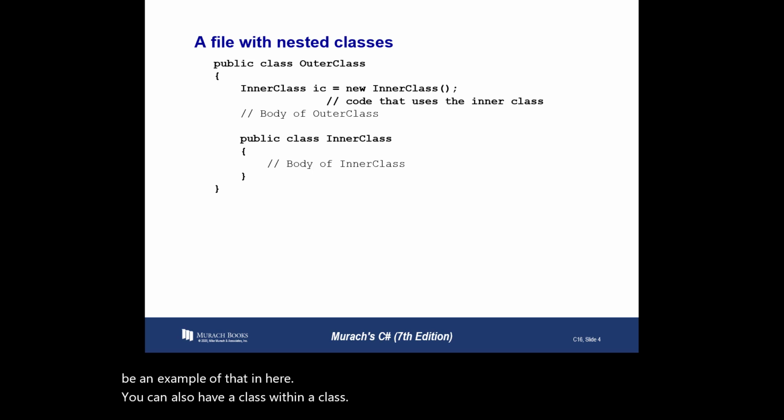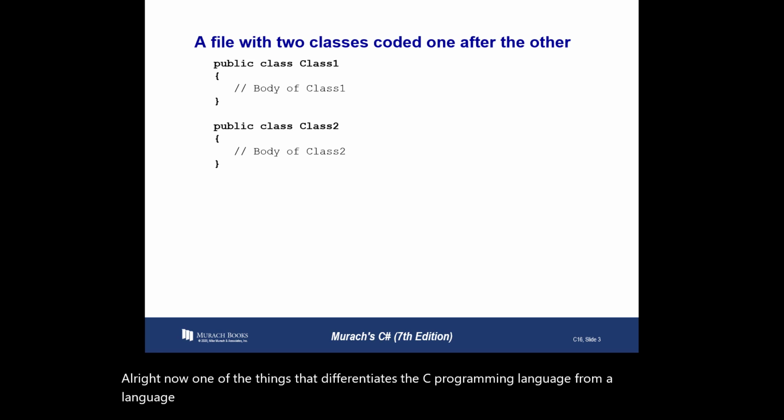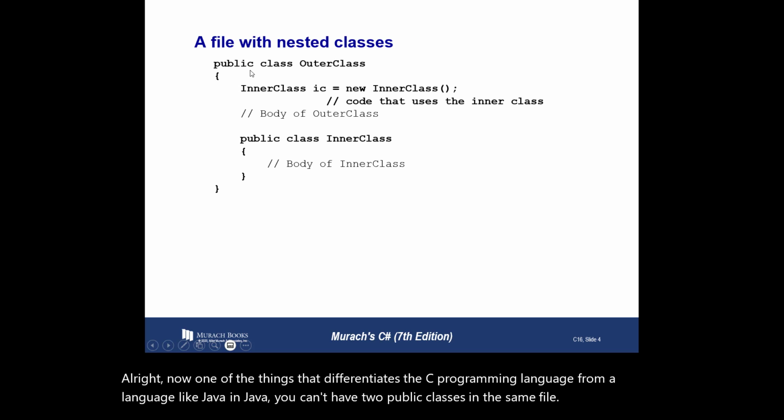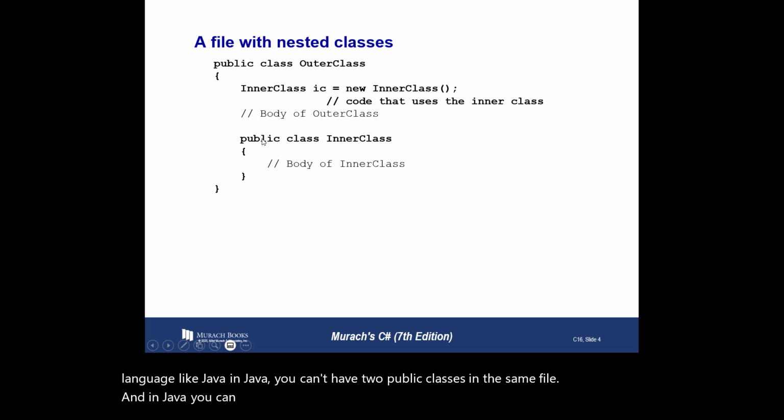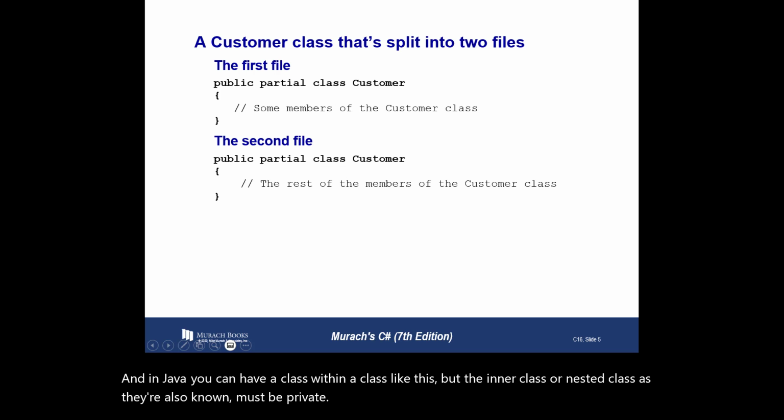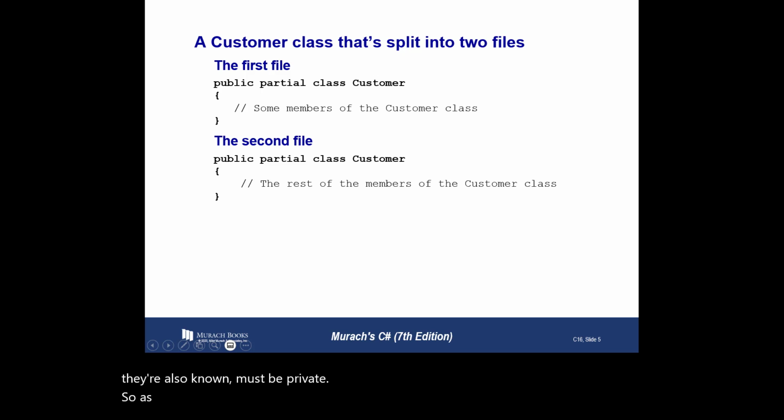All right. Now, one of the things that differentiates the C# programming language from a language like Java, in Java, you can't have two public classes in the same file. And in Java, you can have a class within a class like this, but the inner class, or nested class, as they're also known, must be private. All right? So as it says, here is a customer class that's split into two different files.